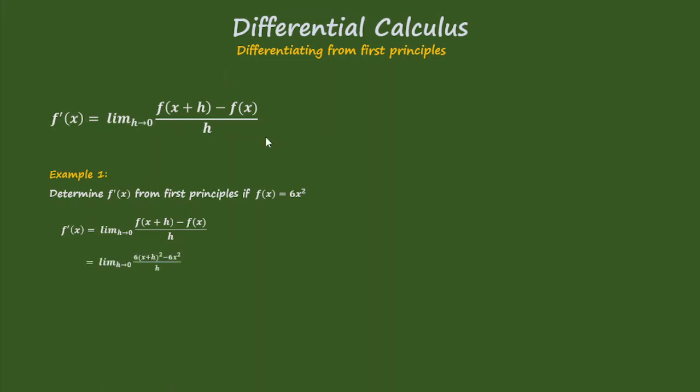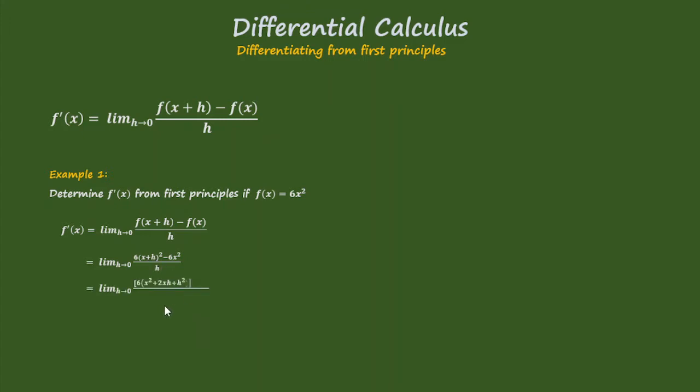If you look at f at x, I only have one instance of x, which is x squared. Then in this first part, I'm going to replace x with x plus h. Then I subtract 6x squared. Now my next part is to expand the brackets. How do we do that?